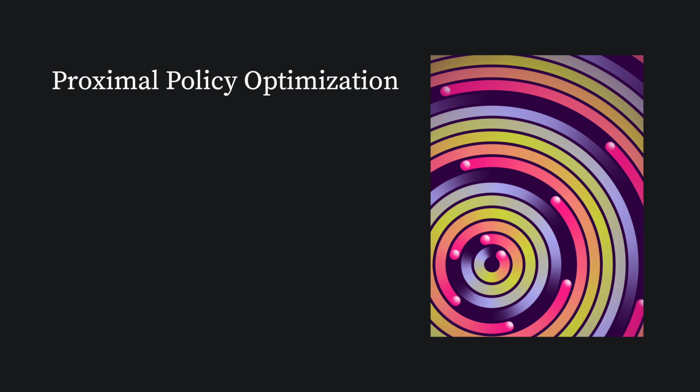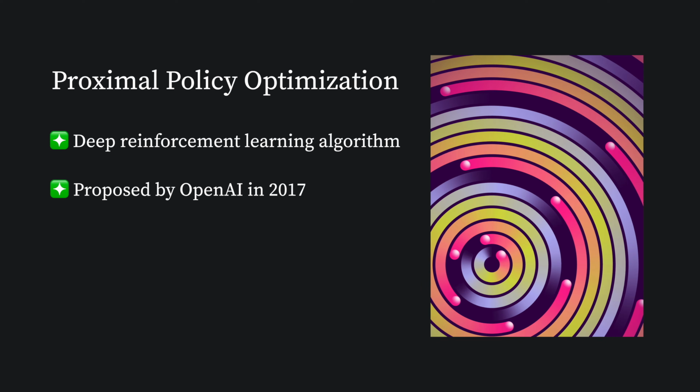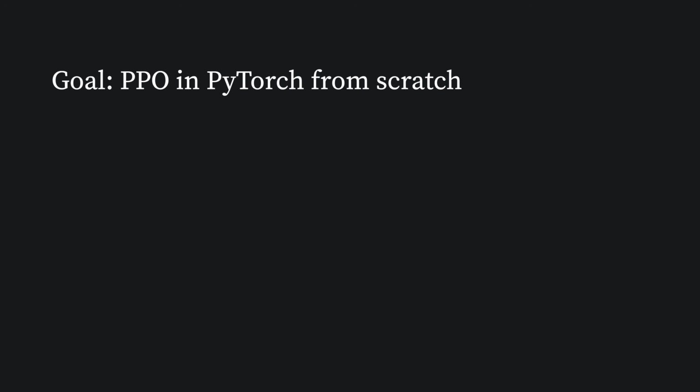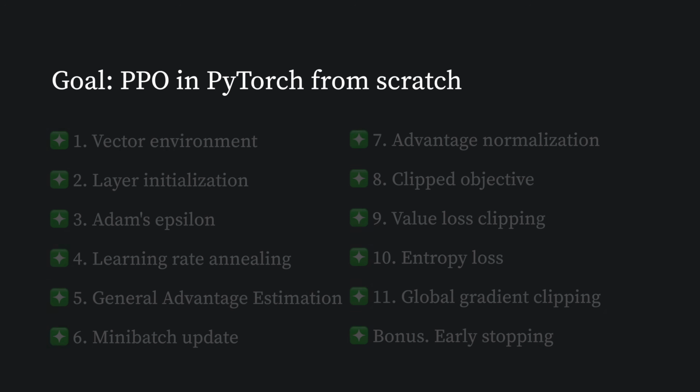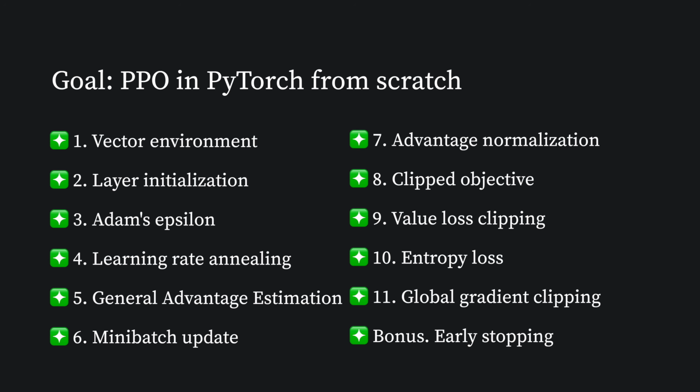Today I want to talk about Proximal Policy Optimization, or PPO. PPO is a deep reinforcement learning algorithm proposed by OpenAI in 2017, and it has since become one of the most popular reinforcement learning algorithms. In today's video, we will build a PPO implementation in PyTorch from scratch, covering 11 general implementation details.